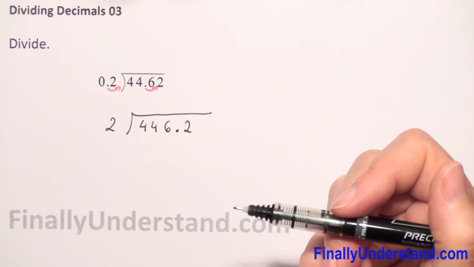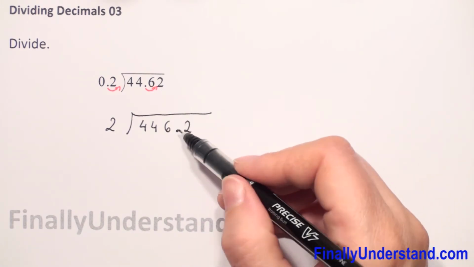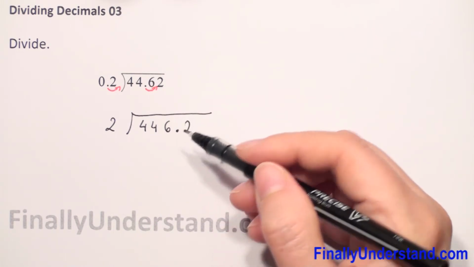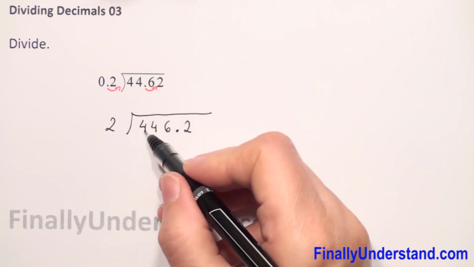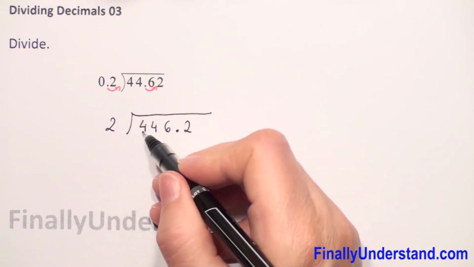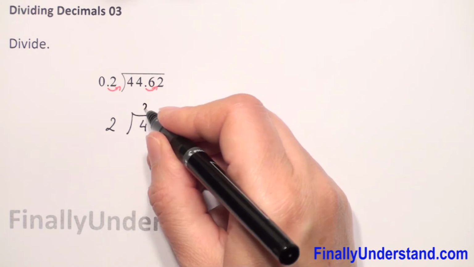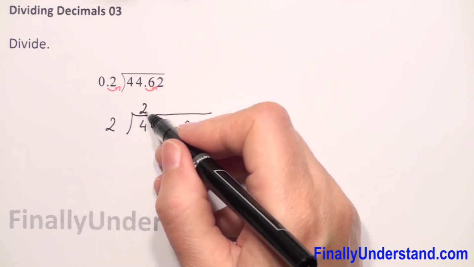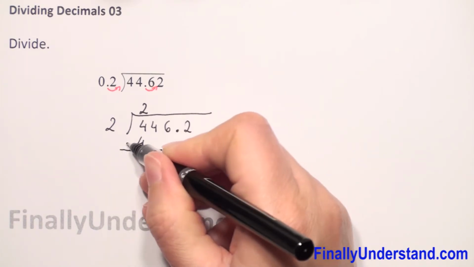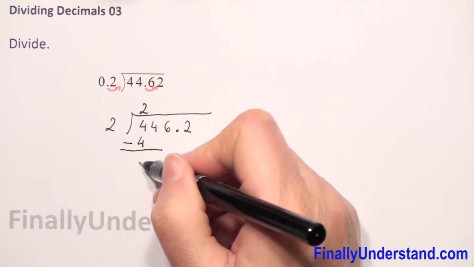We do the same as when we divide whole numbers. Only we have to remember to bring up the decimal point exactly in the same column. So from the beginning we have 4 and 2. How many times can you put 2 into 4? 2. At the top we have to write the answer. And now we have to do multiplication. 2 times 2 is 4. Next is subtraction. 4 minus 4 is 0.